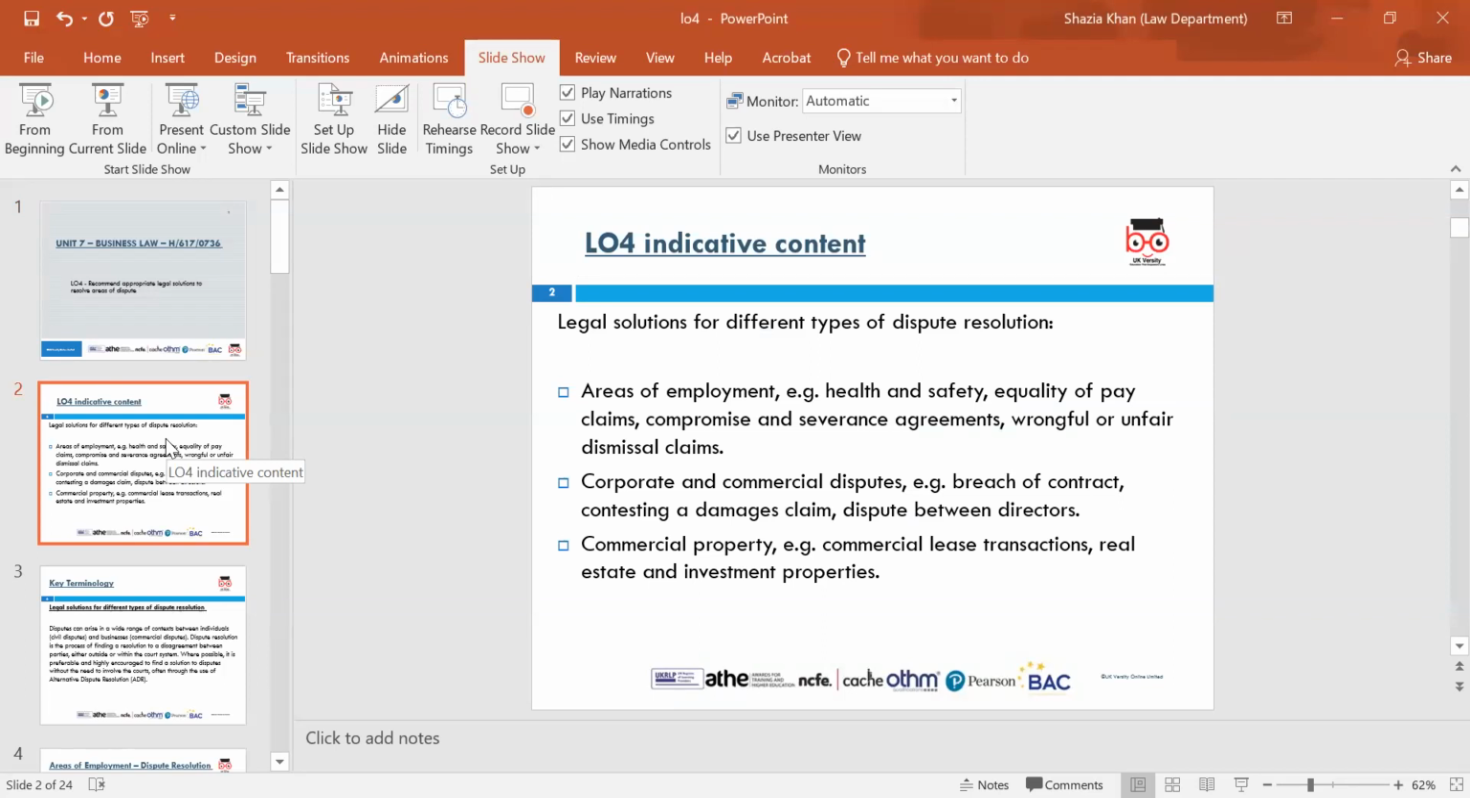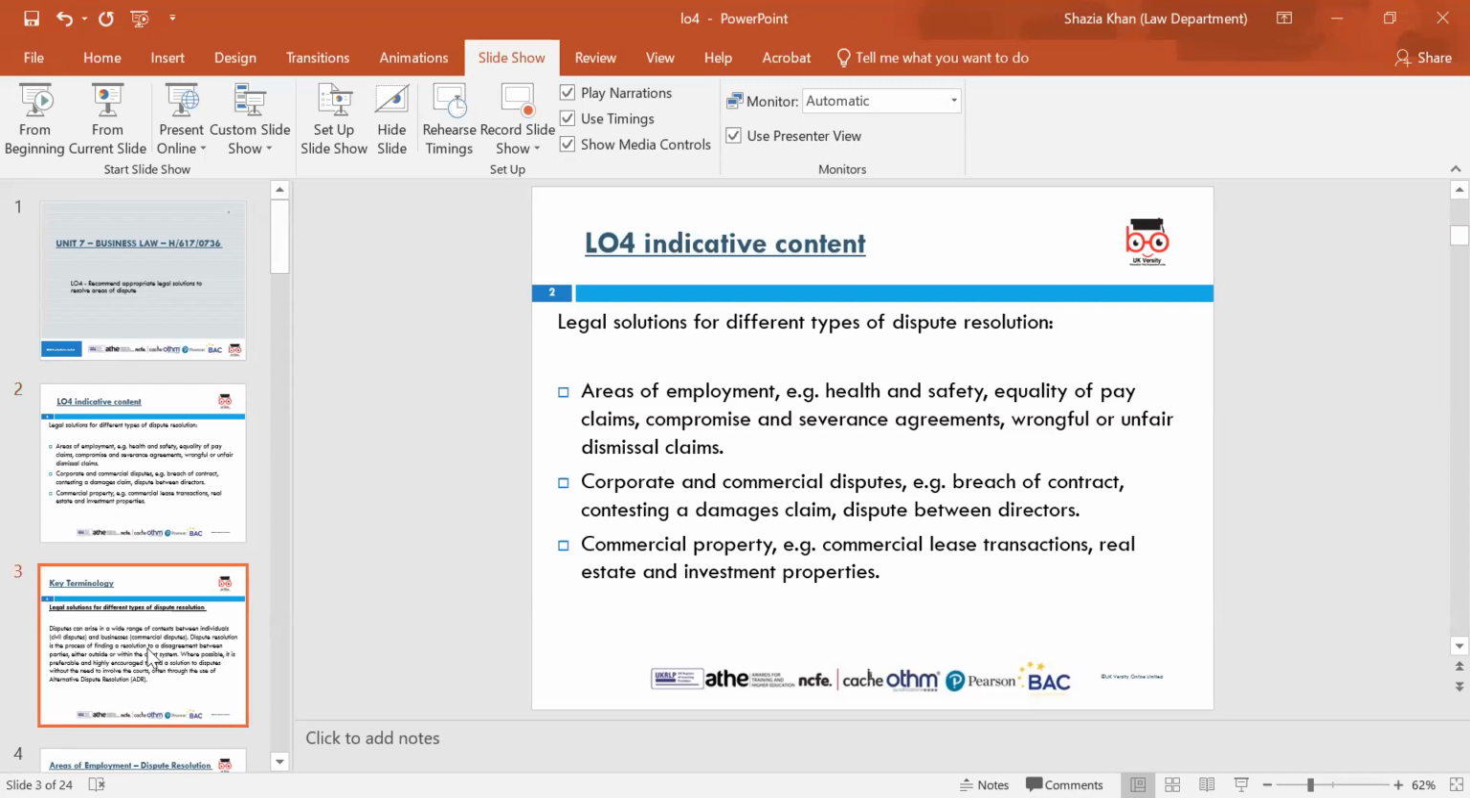So we look at areas of employment, health and safety, equality of pay, claims, compromises, severance agreements, wrongful and unfair dismissal claims, corporate and commercial disputes such as breach of contract, contesting a damage claim, disputes between directors, and we look at commercial property, commercial lease transactions, real estate and investments.